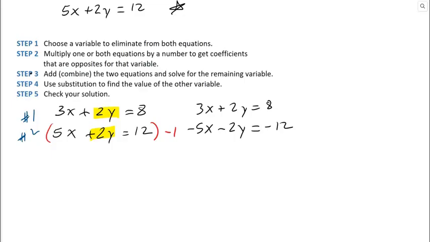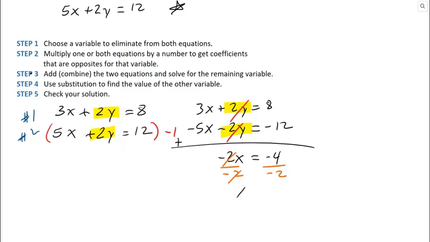Now the cool thing about that is when we go to combine these two equations using linear combination, I will truly be able to eliminate the y terms because I have a positive 2y and a negative 2y. And they cancel out. Now I have 3x and negative 5x on one side. When I combine those, I get negative 2x. And 8 combined with negative 12, I get negative 4. Now the last step to solve for x, divide by my coefficient, which is negative 2. And now I have x equals negative 4 divided by negative 2. Negative divided by negative is positive, positive 2.